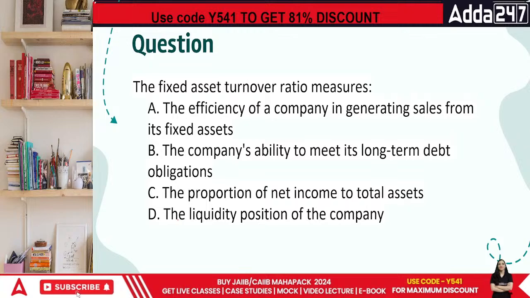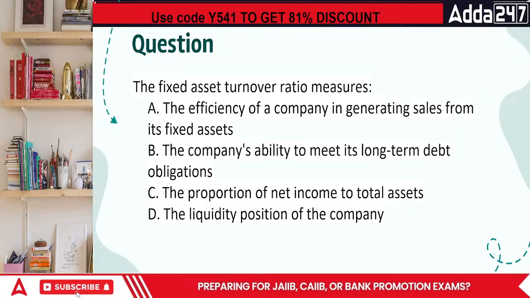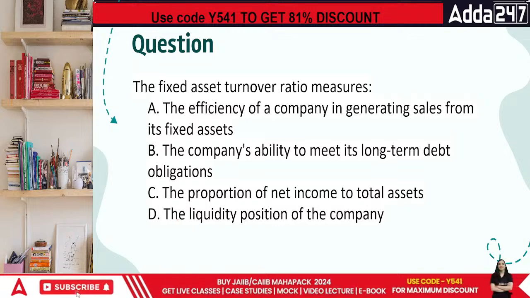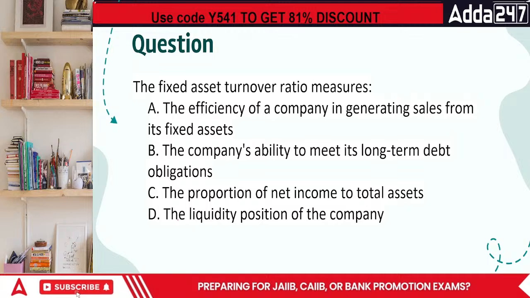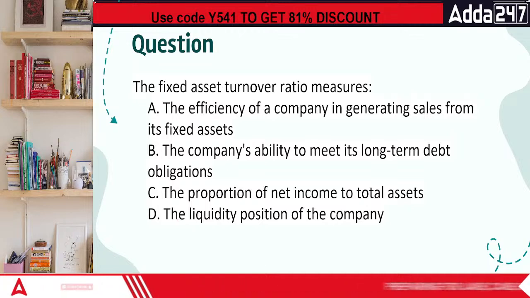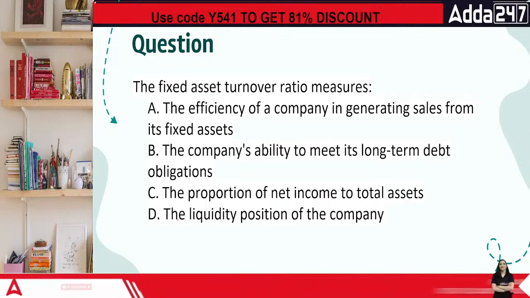Fixed asset turnover ratio is a relationship between turnover and fixed assets, the efficiency of a company in generating sales from the fixed assets, or it is basically the company's ability to meet the long-term debt obligations, then the proportion of net income to total assets or liquidity position of the company.